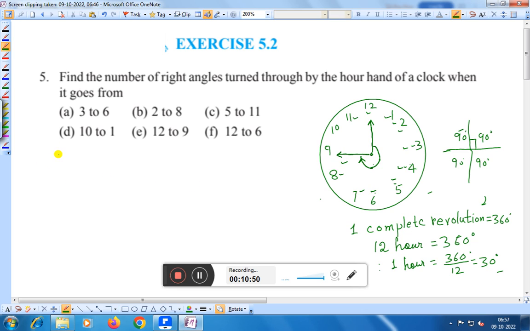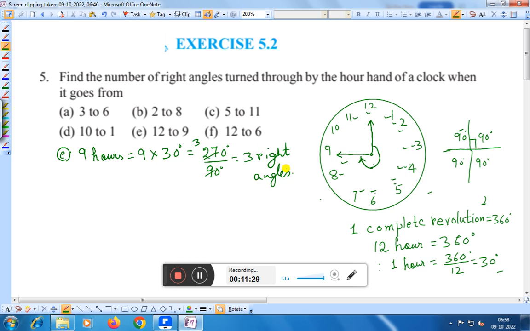Right? Now you see question number E. 9 hours. 9 hours is equal to 9 into 30 degree, that is 270 degree. If we divide 270 by 90, 0 will cut, 3 9 27, that is 3 right angles.